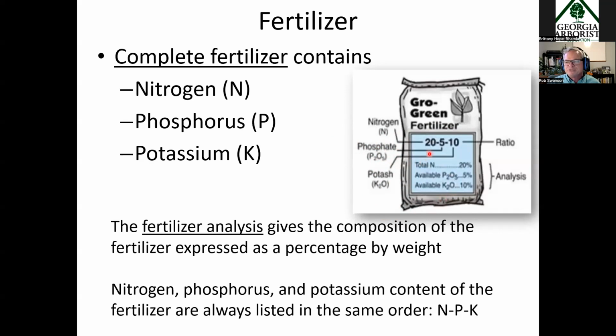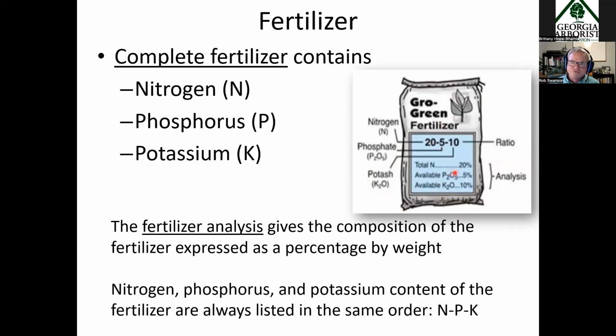Now, if you add all these up, 25 and 10, what do you have? You have 35, right? And I said it was a 100-pound bag. What's all the other stuff in the bag? It could be sand, it could be organic matter, it could be other polymers used to slow the release rate down. There's a number of things that are added to these fertilizers to make them easier to spread.